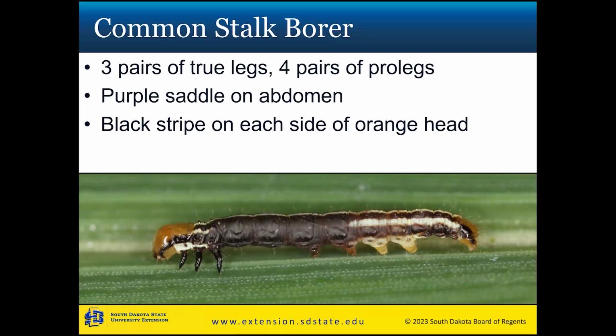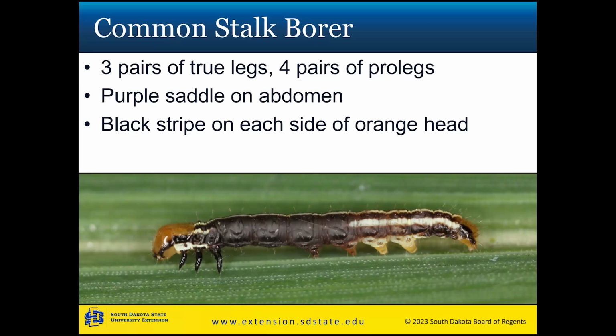Another insect we talk about a lot in the spring are the common stalk borers. And we put out information on when these will be active based on degree days. And the big thing here is that these aren't going to affect the entire field, but they can really make the edges of the field look pretty rough. And so it's something we try to bring up every year.